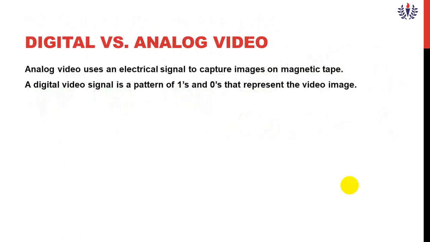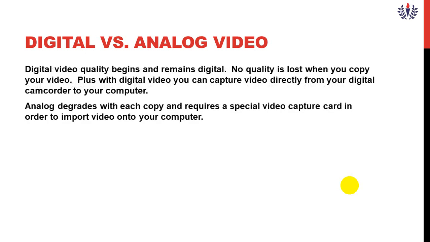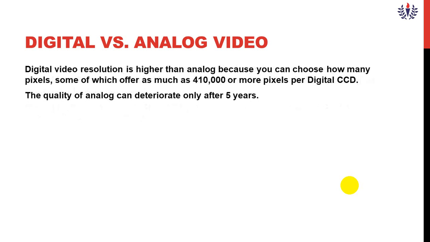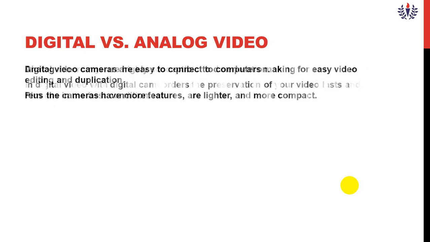What is the comparison between analog and digital? Analog video uses only the electrical signal to capture images on magnetic tape, but a digital video signal is a pattern of binary numbers, 1s and 0s. Digital video gives more clarity compared to analog, and cost wise it is higher. Digital video gives higher resolution compared to analog video. Analog recordings are highly susceptible to deterioration, but in digital video we can preserve the videos, and a protection system is also available.